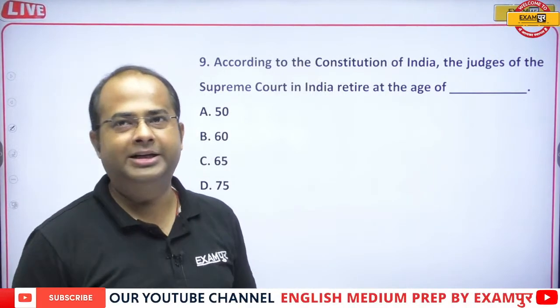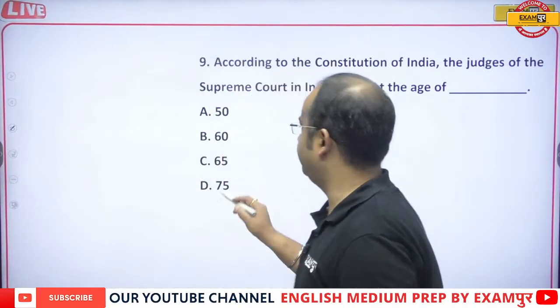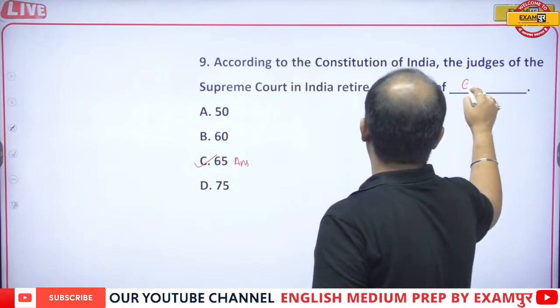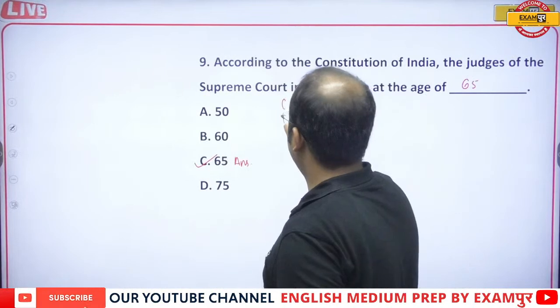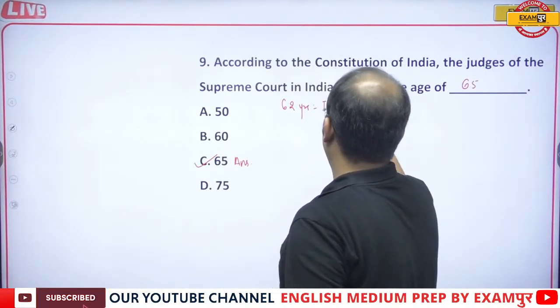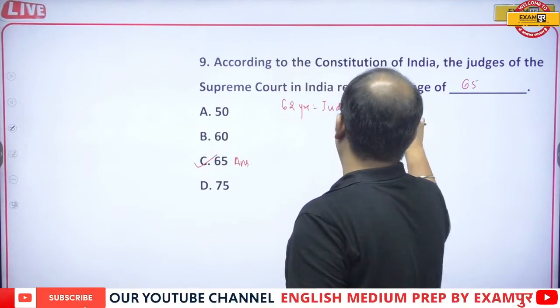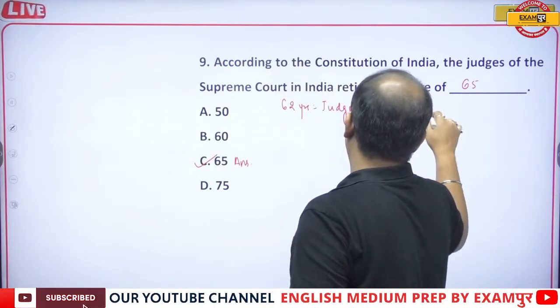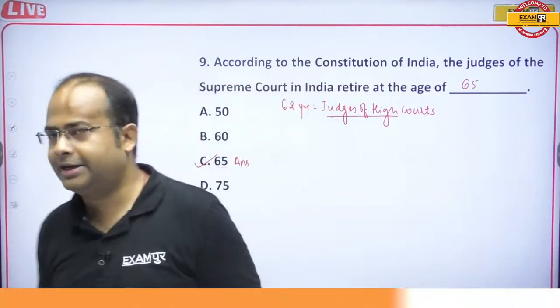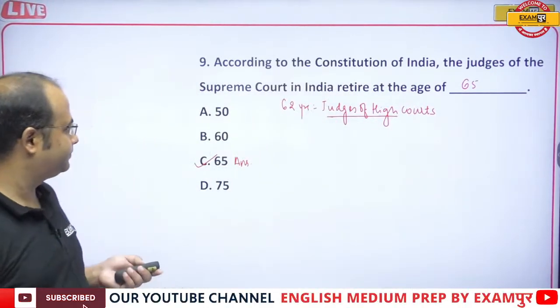So Supreme Court judges retire at the age of 65. So 65 years for the judges of the Supreme Court, and 62 years is for the judges of the High Court. Judges of the High Court retire at the age of 62 years.